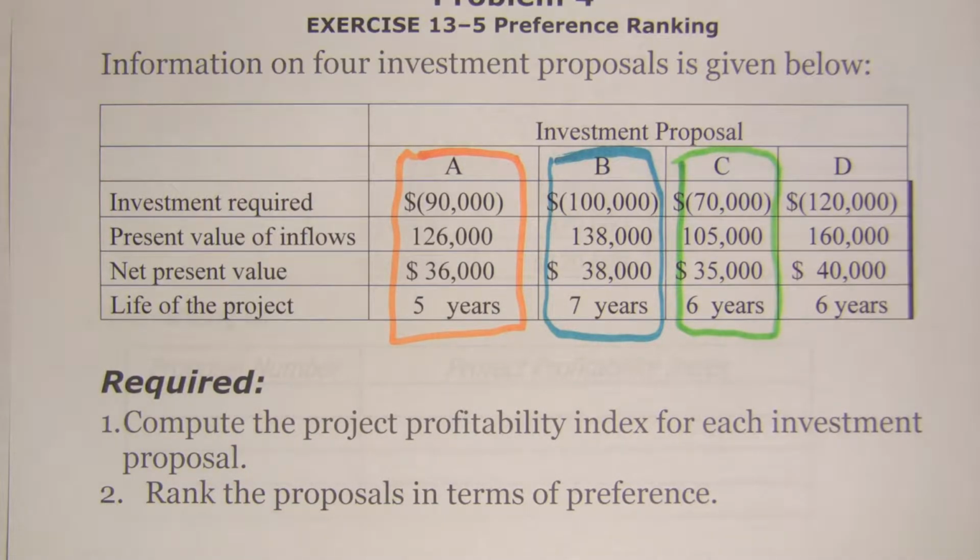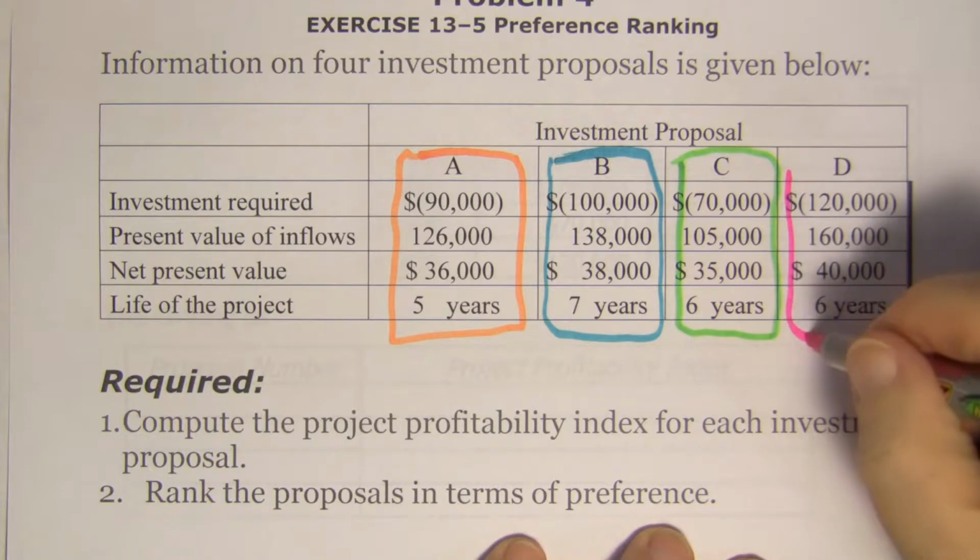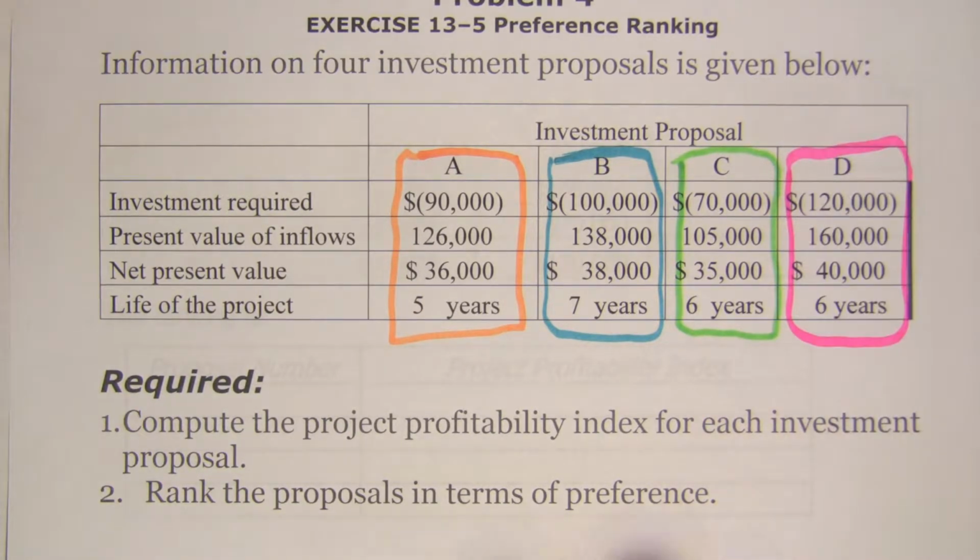And D cost us $120,000 now. The inflows have a value of $160,000. The net present value of the project is $40,000. And the life of the project is 6 years. So they all have positive net present value. They're all pretty close. They're within what, $4,000, $5,000 of each other? So none of them are bad, but one of them is better than all the others.